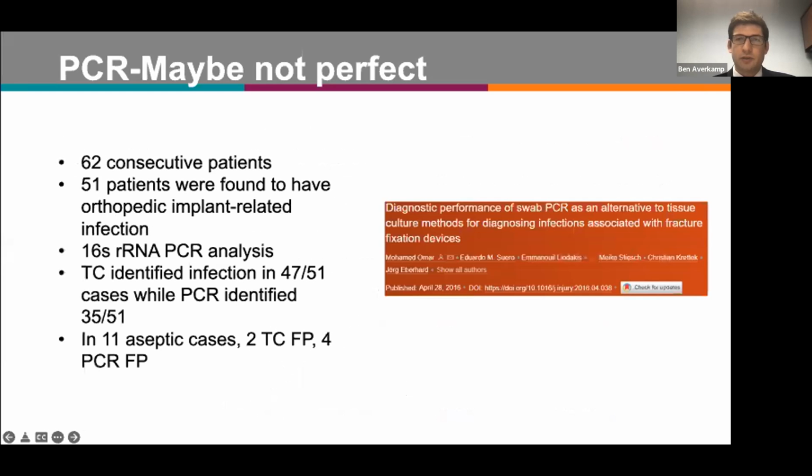Study by Omar et al. in 62 consecutive patients over a 2-year period who underwent revision fracture fixation with subsequent complications. They classified subjects as infected if they presented with a sinus tract, open wound, gross purulence seen intraop, or 2 or 3 tissue cultures testing positive for the same pathogen. They actually found that tissue culture was better at identifying infections and had notably fewer false positives. They recommended avoiding a swab PCR test.